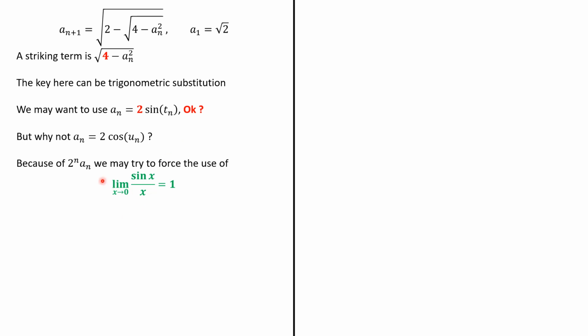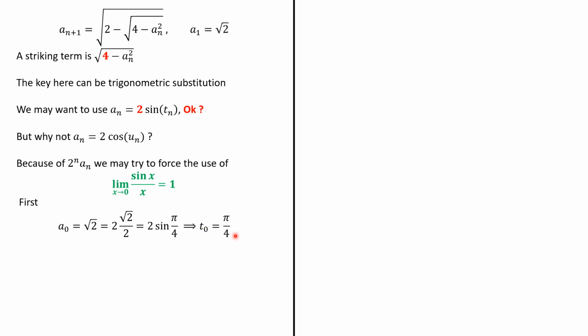And you know that there is no similar result for the cosine, because cosine x over x is going to negative infinity at the left of 0 and to infinity at the right of 0. So we don't have any similar result. So we're going to stick with the choice of sine here. Okay, so a_0 rewrites as this. It is 2 times the square root of 2 over 2, which is 2 times the sine of pi over 4. So we may choose t_0 to be pi over 4.